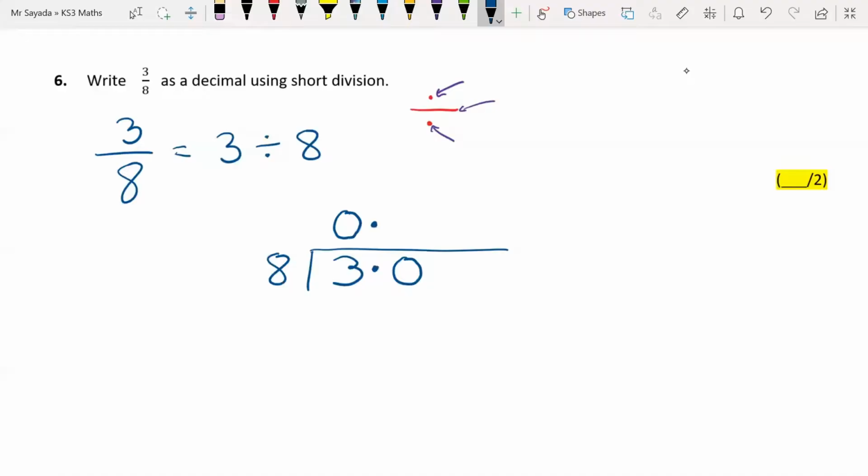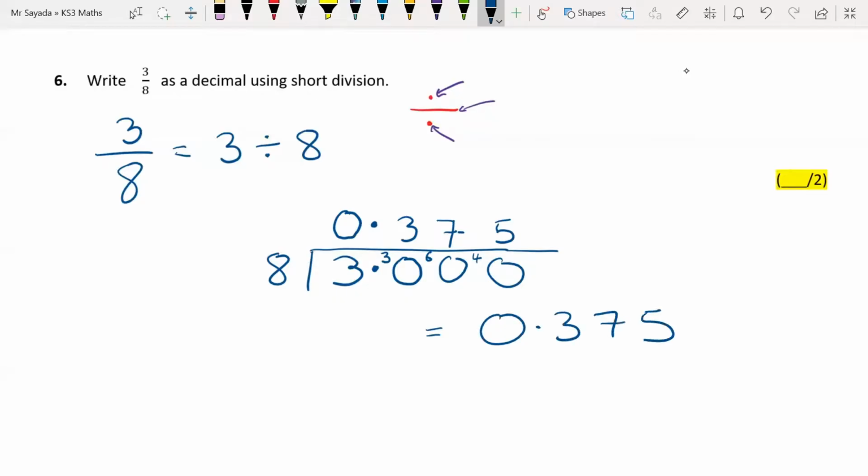I can carry the 3, I'm now doing 8 into 30. 8 into 30 goes 3 times, because 8 times 3 is 24. The remainder will be 6 to get up to 30. 8 into 60 is 7, because 8 times 7 is 56. The remainder will be 4. And finally, 8 into 40 is 5. So the final answer is 0.375.